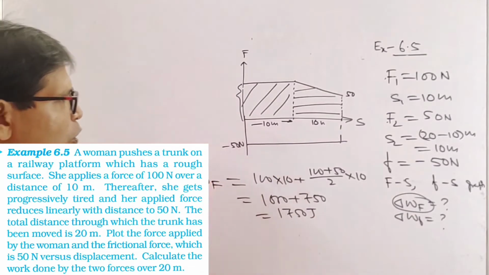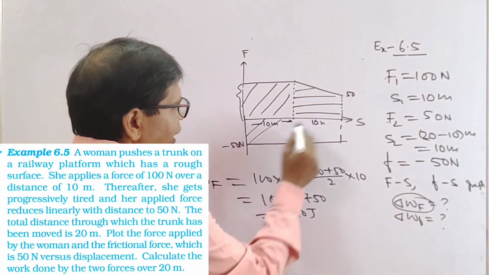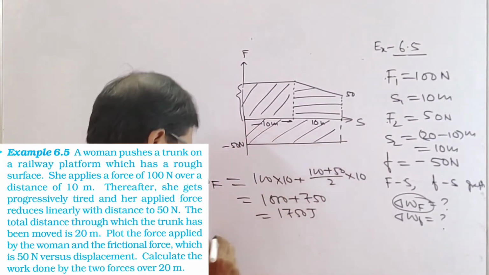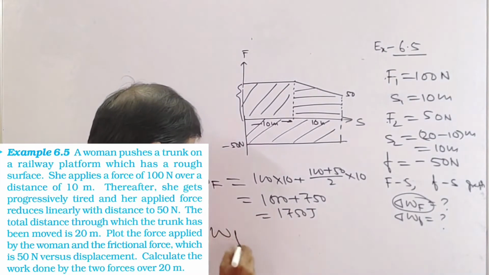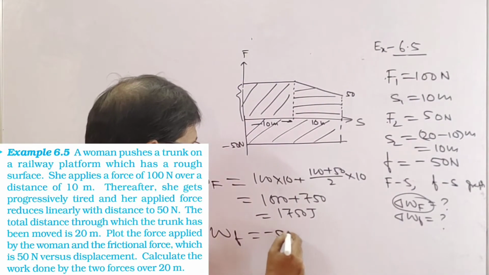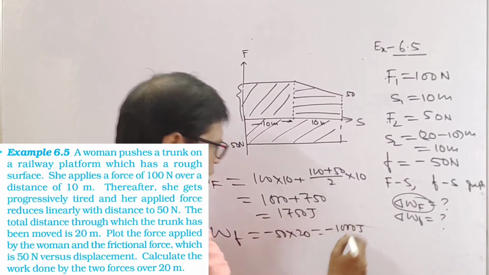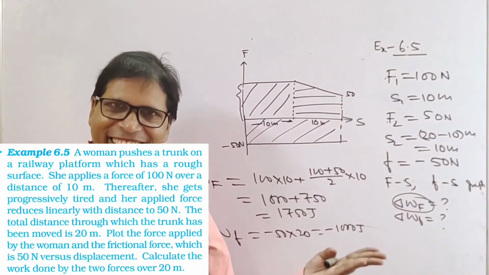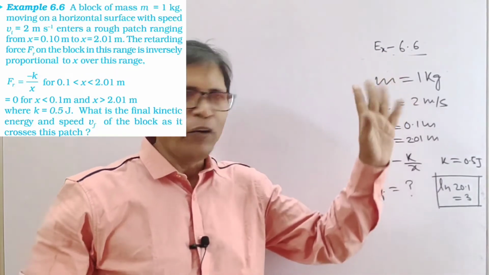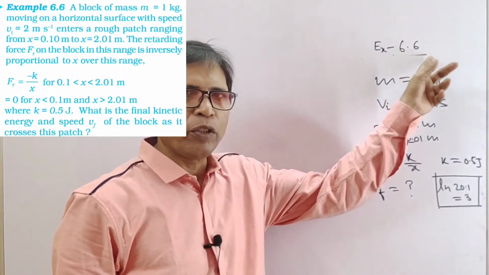Now the work done by the force of friction, look at this area. The work done by the force of friction is equal to minus 50 into 20, which is minus 1000 joule. Understood? Next.